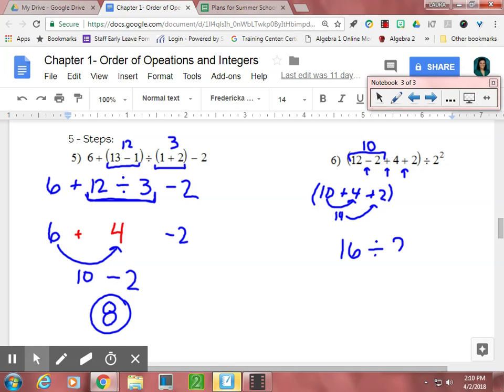Now I have 16 divided by 2 squared. Well, the next thing I need to do is evaluate my exponent. Well, what does it mean to square something? 2 squared is really just 2 times 2. Okay, so what we're really doing is we're taking 16 and dividing it by 4. Well, 16 divided by 4 is 4. And those are your order of operations.